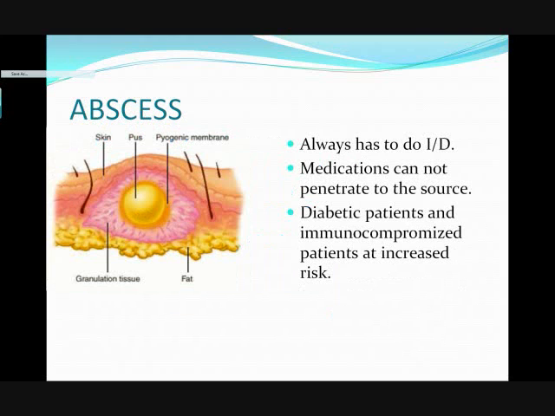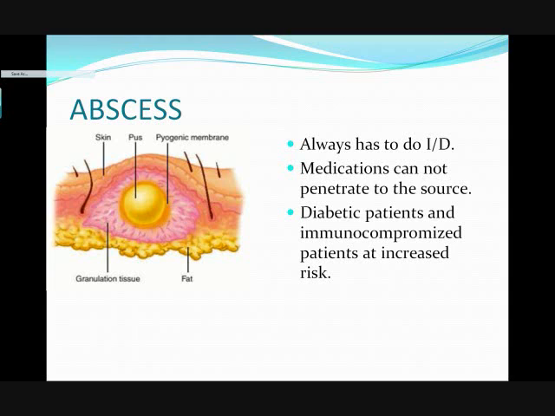So this is what an abscess is and what it would look like underneath the skin. That's granulation tissue, which is surrounding the pus. It's kind of like what a pimple looks like. And then the pyogenic membrane, which is right around the pus, is basically just a pus sac.